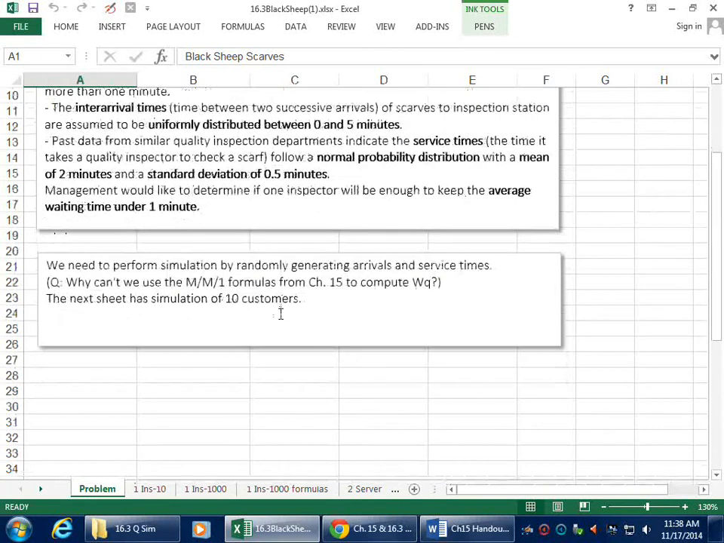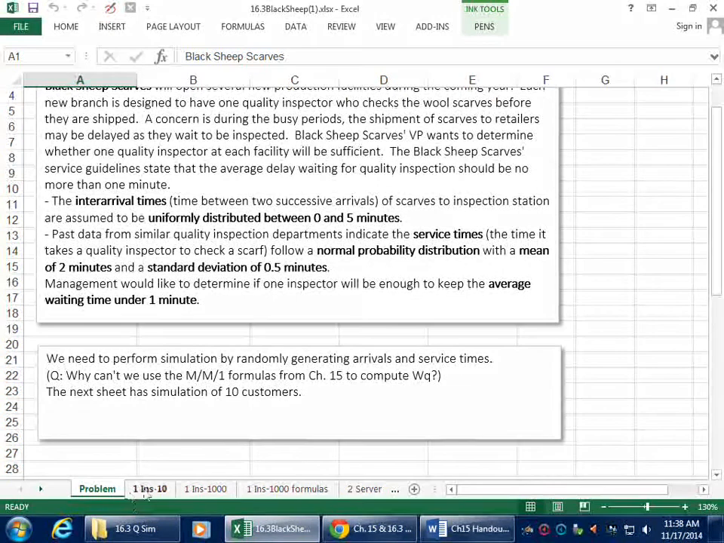Okay, so to get a feel for this, we're going to look at 10 customers, or a 10-scarf situation. So we'll have 10 rows of simulation. Here we are told the distributions of the interarrival times, that's the time between two successive arrivals. Scarves are arriving to your line. What is the time between the first scarf and the second scarf, and between the second and the third? We are told that these times have a uniform distribution.